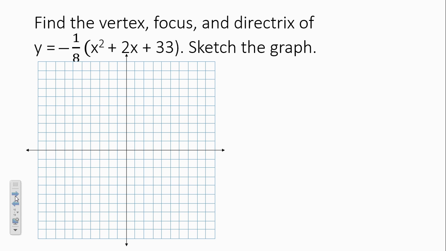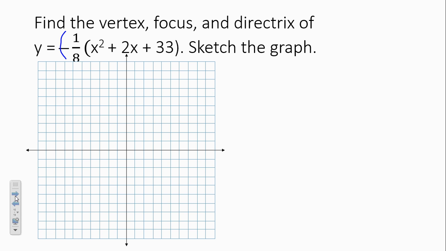and sketch the graph. So what do you think the first step will be? Get it in the right form. And we've got a mess there with that negative 1/8, right? That's going to be part of our p, isn't it? So let's get rid of that. When we have multiplied by a negative 1/8, we want to get rid of it. We do what? Divide by negative 1/8, right? Which is the same thing as multiplying by negative 8 over 1.